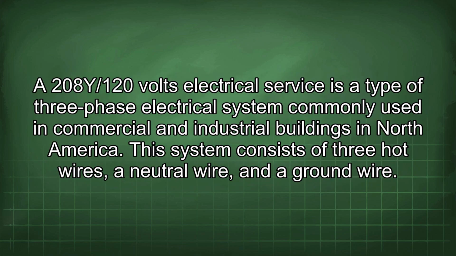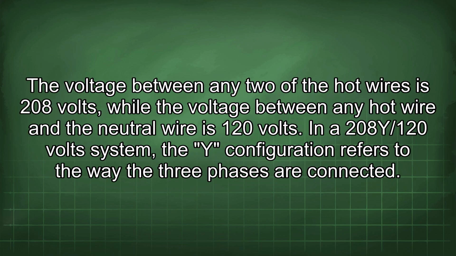A 208Y/120 volts electrical service is a type of three-phase electrical system commonly used in commercial and industrial buildings in North America. This system consists of 3 hot wires, a neutral wire, and a ground wire. The voltage between any two of the hot wires is 208 volts, while the voltage between any hot wire and the neutral wire is 120 volts.